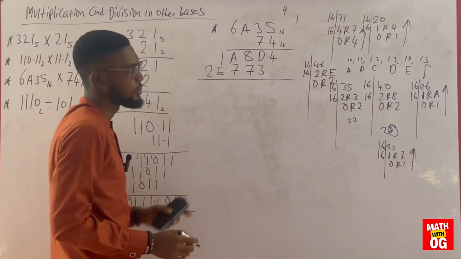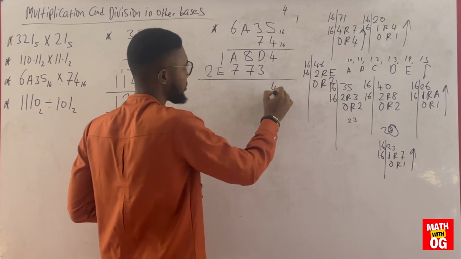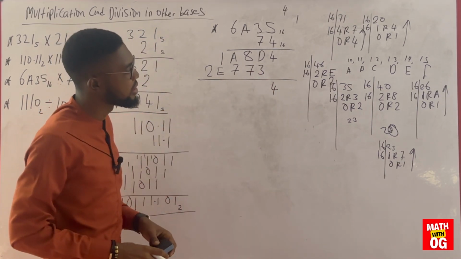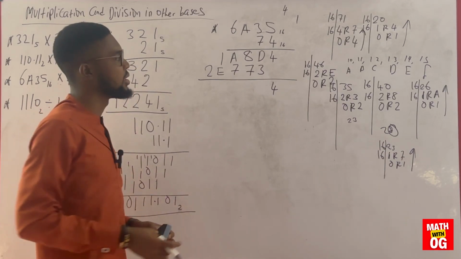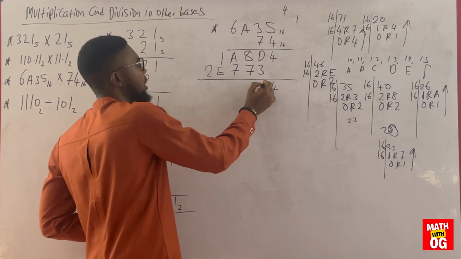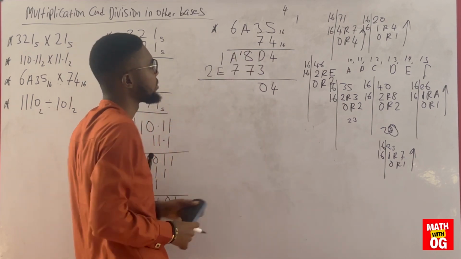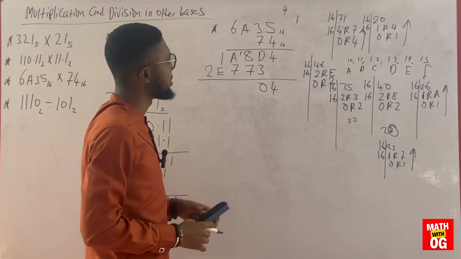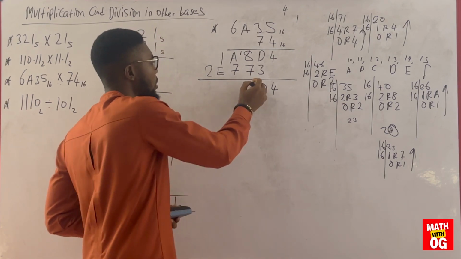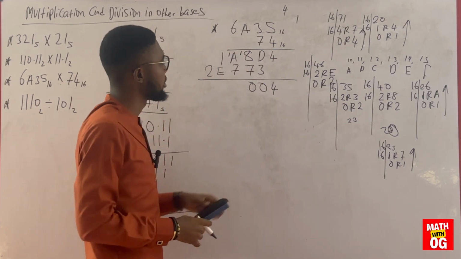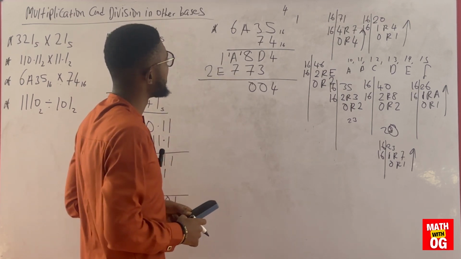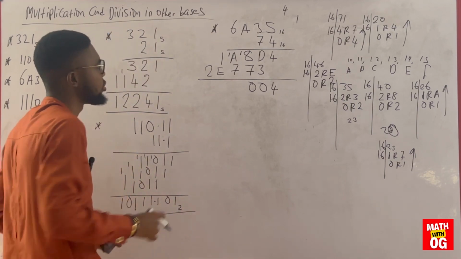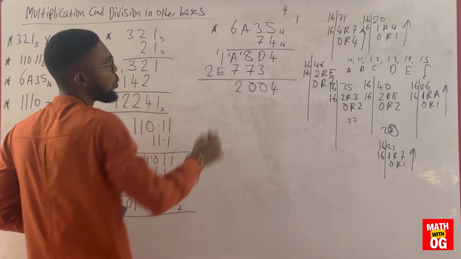Now we can add. This will give us 4. D is 13. 13 plus 3 is 16. And 16 in base 16 is 1, 0. So put down 0, carry 1. 8 plus 7 is 15. 15 plus 1 is 16, which is also 1, 0. Put down 0, carry 1. 8 plus 7 is 17 plus 1, 18. 18 is 1, 2. Put down 2, carry 1.